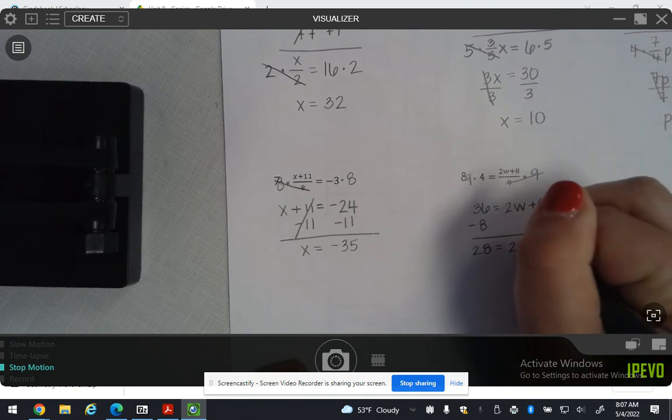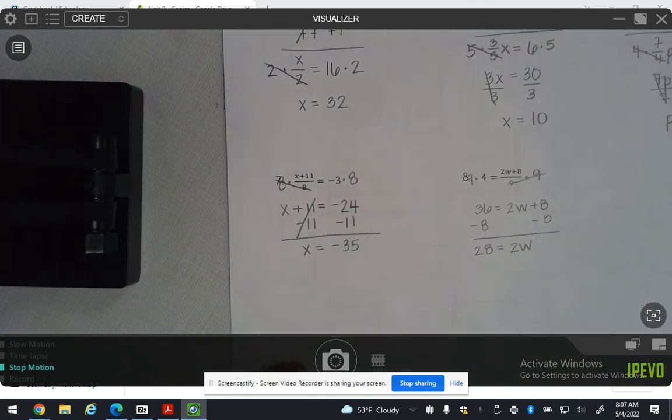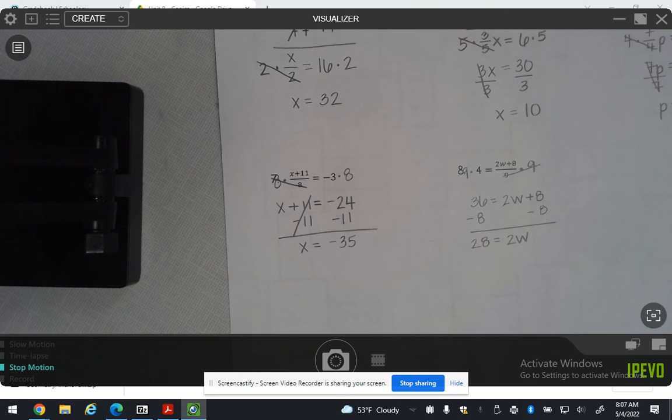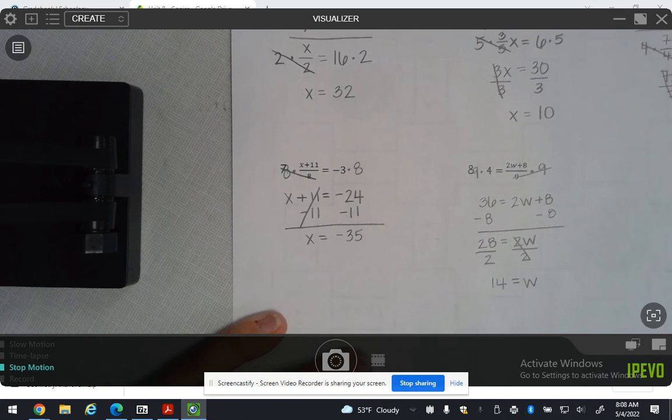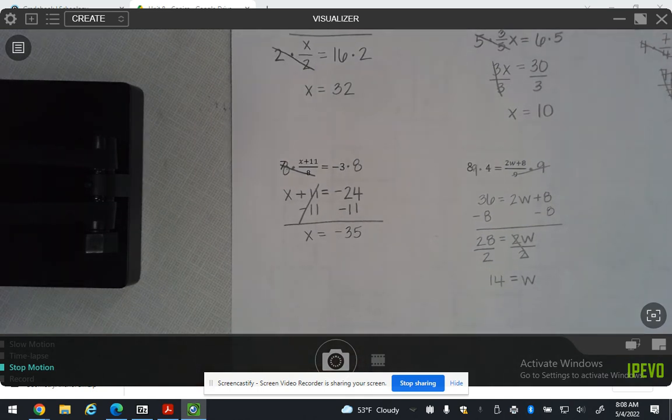equals 2W. What's still attached to the W? 2. So I need to divide by 2 on both sides. So 14 equals W. Okay.